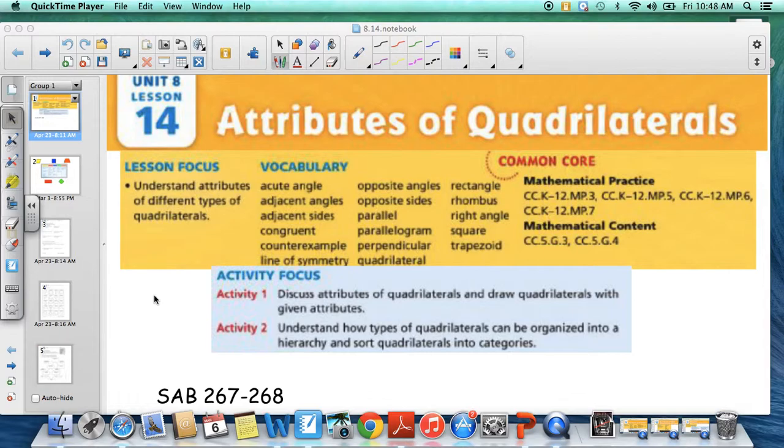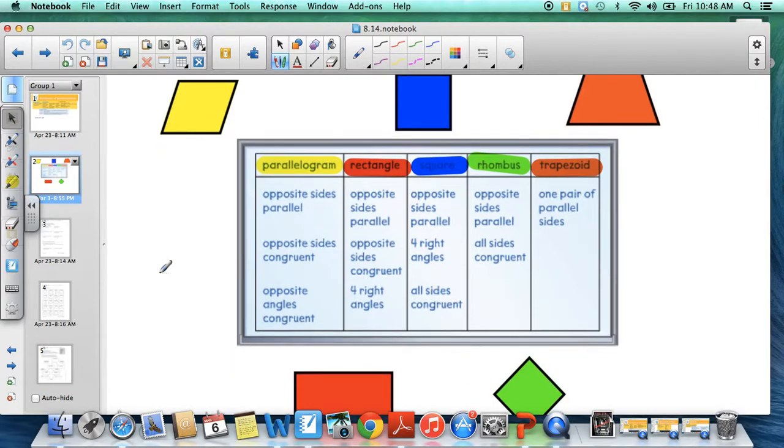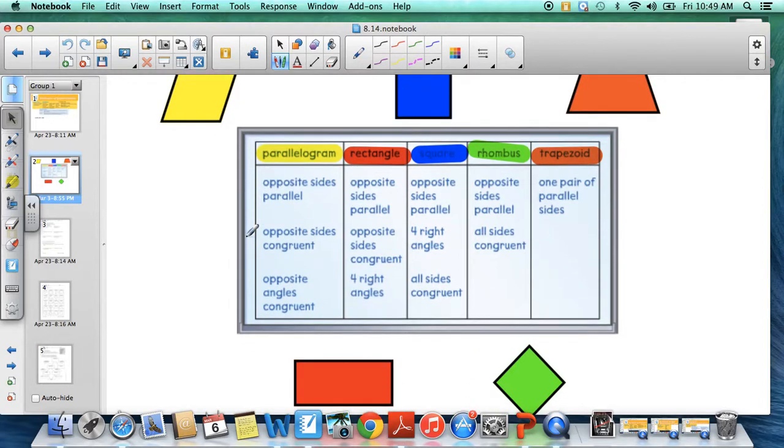We'll be working on 267 through 268. So let's get started. So this chart is in your book. I went ahead and drew you an example of what each of these shapes is, just so you have a visual, and then I highlighted them according to what color the shape is. So a parallelogram, which is right here, the yellow shape, has opposite sides that are parallel, which means the sides never meet. It has opposite sides that are congruent, which means the sides are the exact same length, and has opposite angles which are congruent, so exact same measurement.